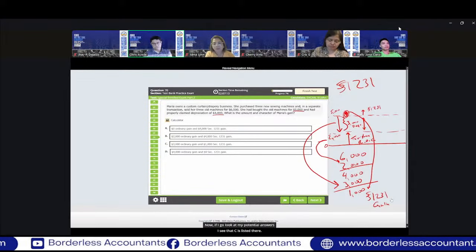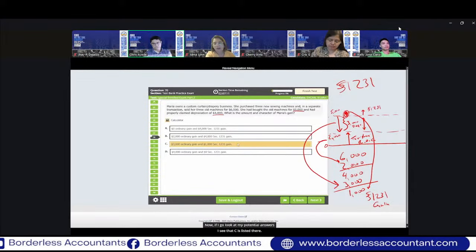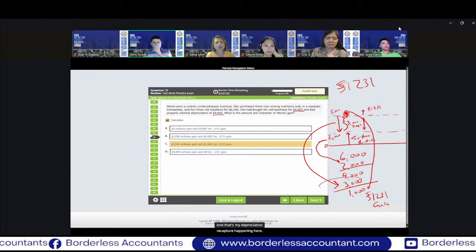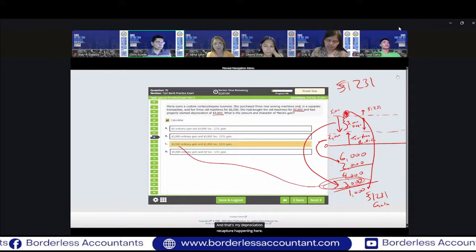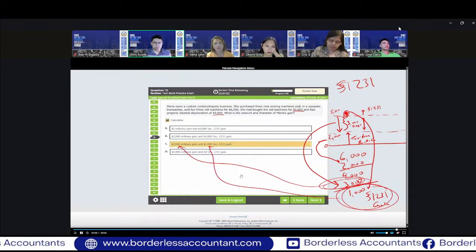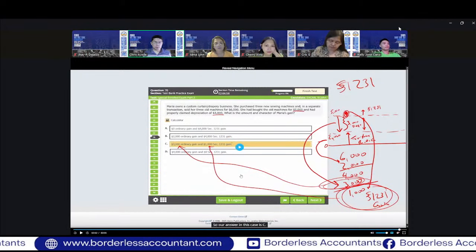Now, if I go look at my potential answers, I see that C is listed there. I have $3,000 of ordinary gain, and that's my depreciation recapture happening here. And then I have $1,000 of Section 1231 gain. There we go.